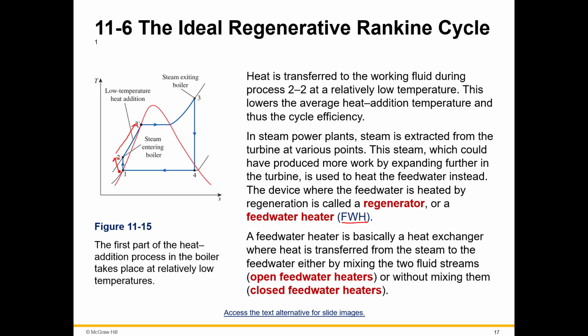Feed water heater is basically a heat exchanger where the heat is transferred from the steam to the feed water either by mixing the two fluid streams. So an open feed water heater where you just have, like maybe 2 inlets, right, and 1 exit. And so you have the 2 mixing, or a closed one, which you can look at like our tube. I mean, they have other designs too, but you can have A and B mixtures. So you can either directly mix it or indirectly mix it, depending on what your needs are.